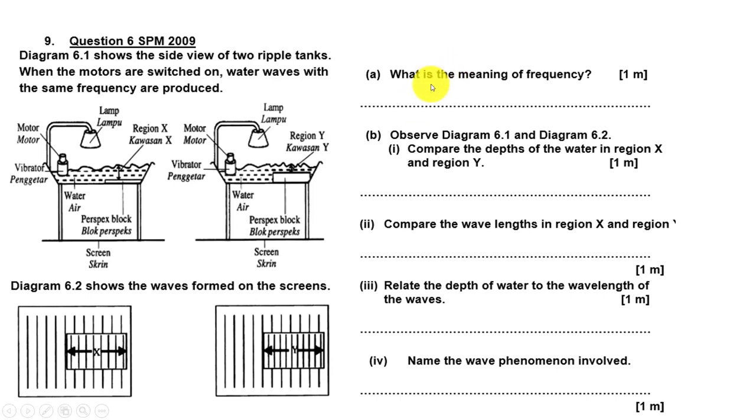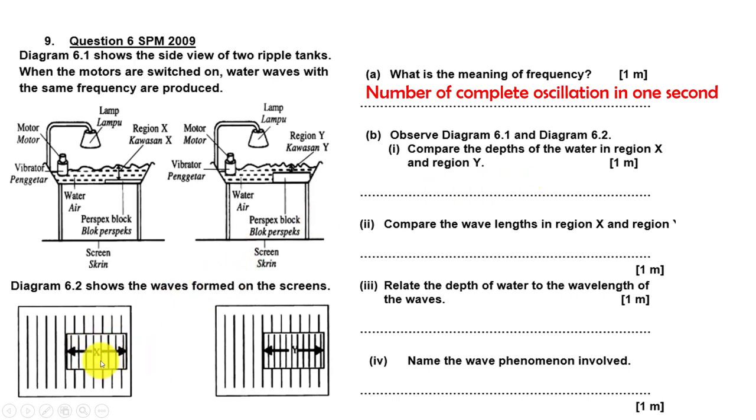Okay, we see what is the meaning of frequency. Frequency means the number of complete oscillations in 1 second. So this is the meaning of frequency. Now we need to compare again. You see this question, the 2 diagrams show a comparison. Now we compare the depth of the water in X and also Y.